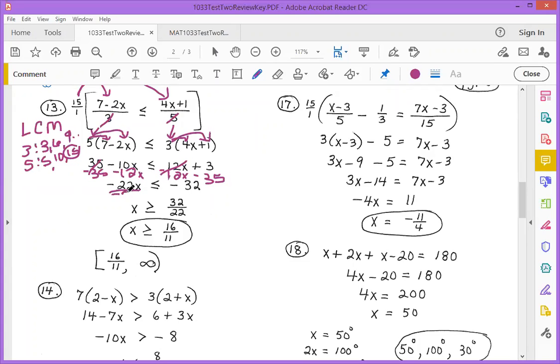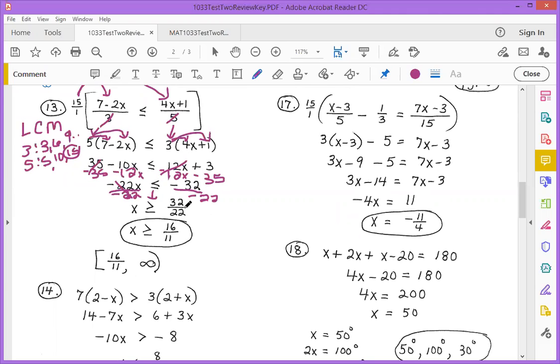We'll then divide both sides of the inequality by negative 22. Now remember, whenever you divide by a negative number, you have to reverse that inequality symbol. Because we're dividing by negative 22, we reverse the symbol from less than or equal to, to greater than or equal to. So we'll get x greater than or equal to 32 over 22.